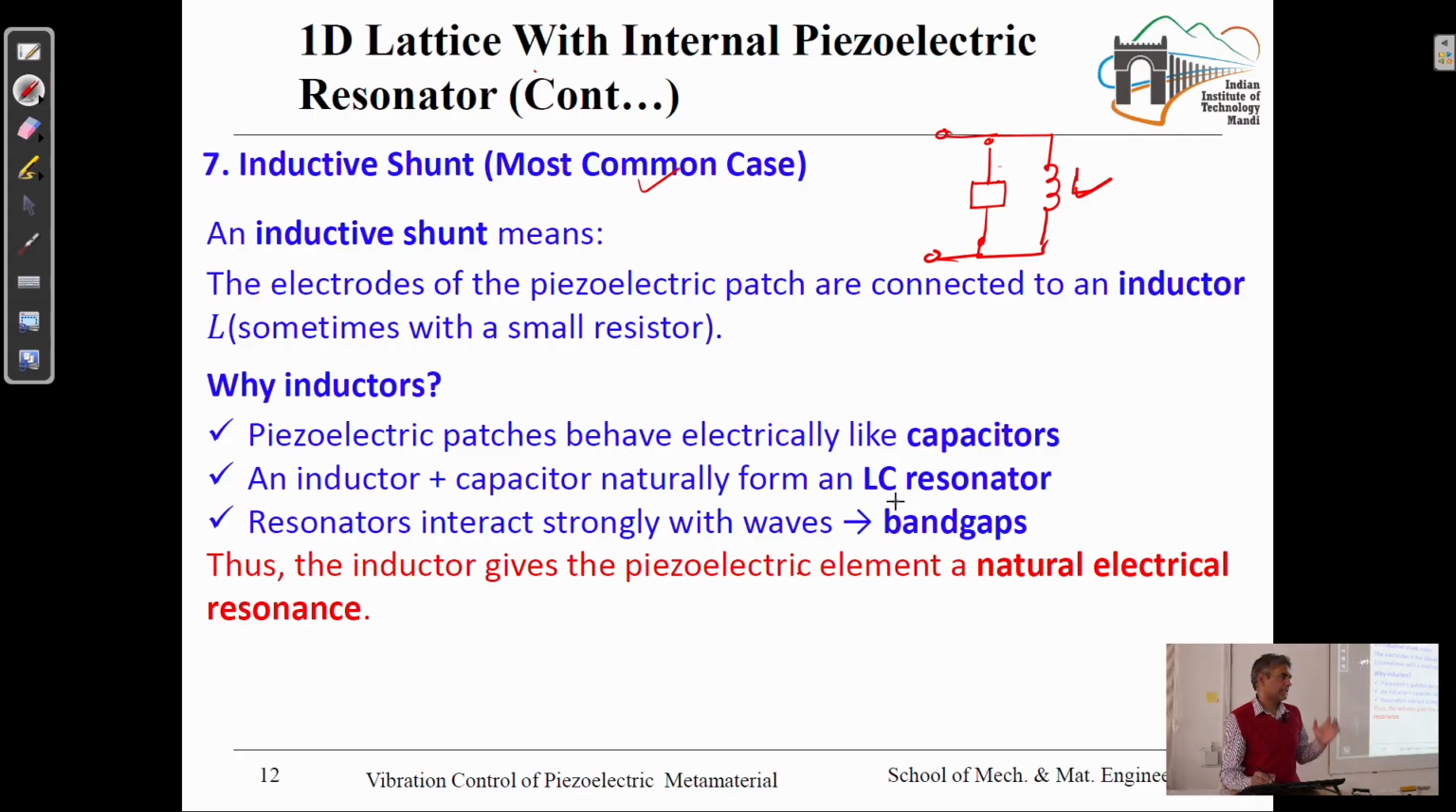That is XL is equal to XC, right. So we have resonators that interact strongly with waves, and since we have a resonator, we can create a resonance, and hence that particular frequency can be diminished. Frequency means particular waves, right. So basically when we say a particular frequency, it means a particular wave.